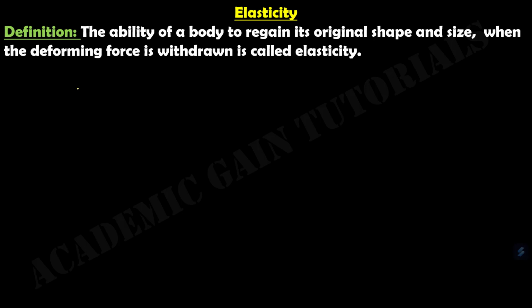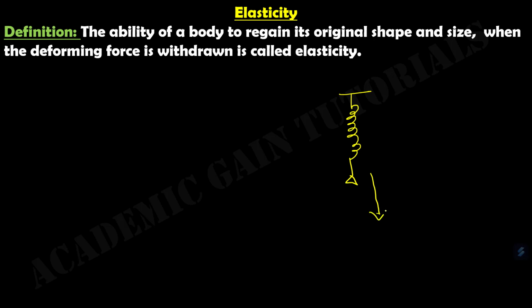Now we'll talk about elasticity. We know when a force is applied on a body, it deforms or it is strained, and when the force is withdrawn, it returns to its original shape or state. A piece of rubber or a spring, let us take a spring, like this is our spring. When pulled at two ends, its length increases.